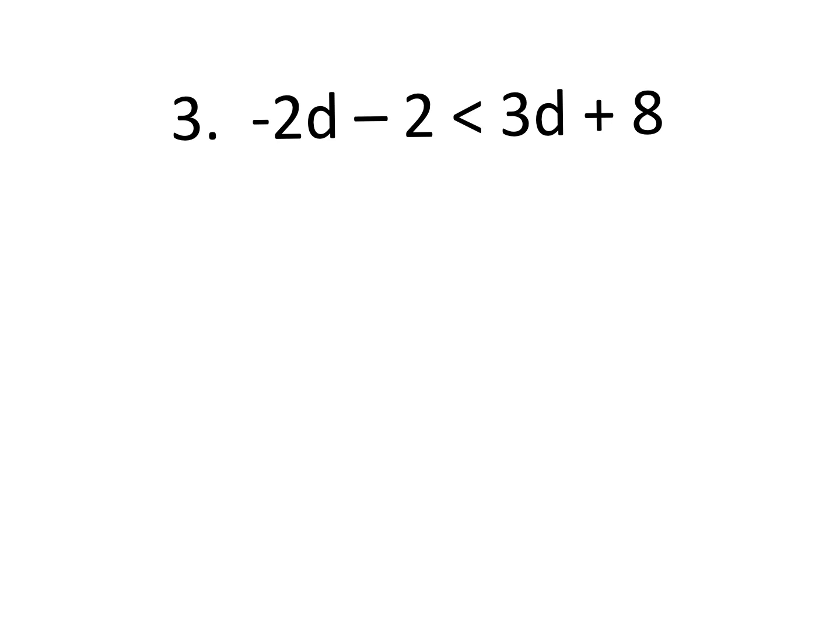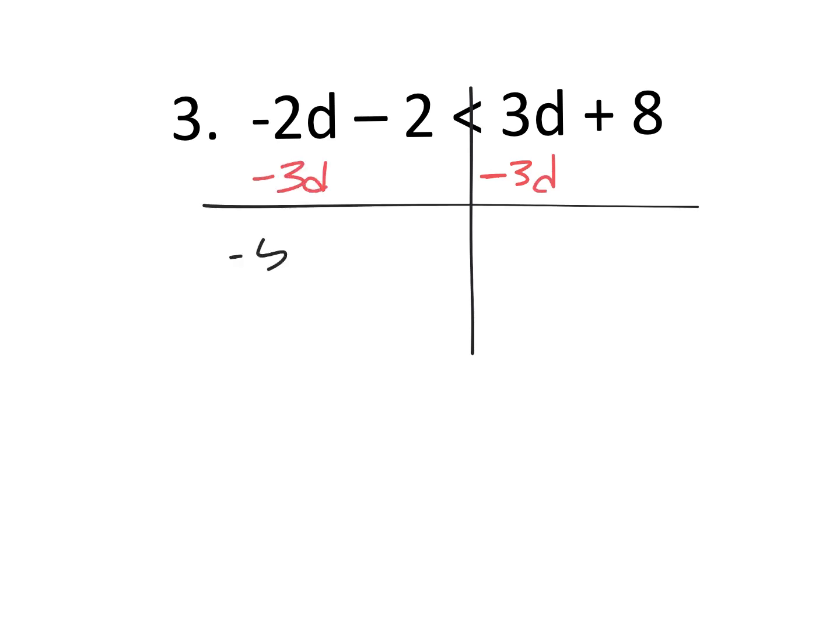Please talk at your table. What's the first thing that you should do? The first thing you should do is what? Let's see. Cadence, do you know what to do first? Move all variables to one side, so subtract 3D. And we're subtracting because it's positive. So it'll be negative 5D.